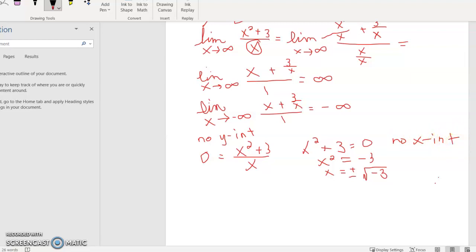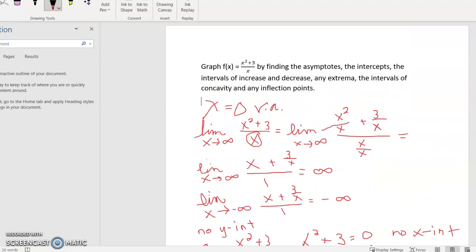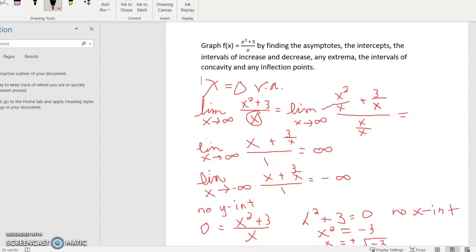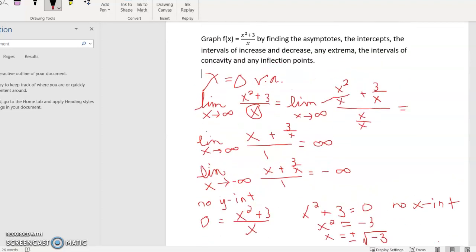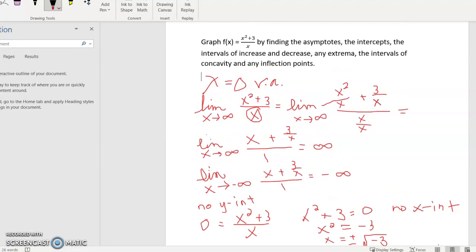Okay, now, we've got our asymptotes, we've got our intercepts. Let's go to our first derivative and intervals of increase and decrease and any extrema. All right, so this is a rational function. We have to use our difference quotient. I'm sorry, not our difference quotient, our quotient rule.